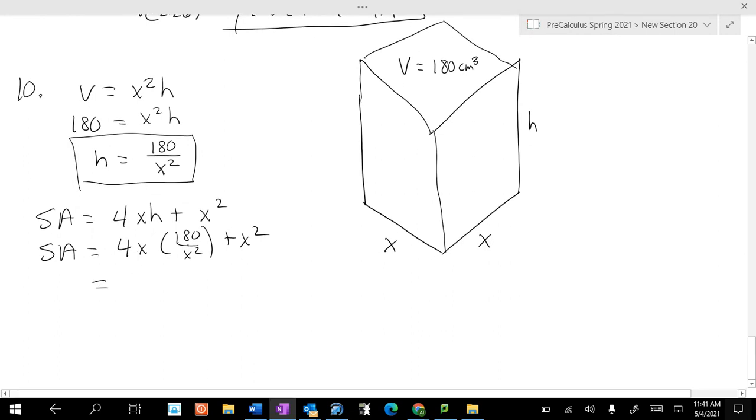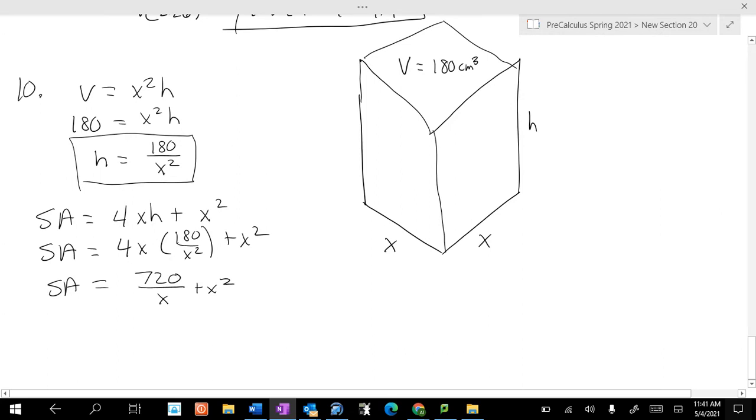4 times 180 is 720, right? Over x, plus x squared. Would there be an x still with the 180? One of these x's on the bottom cancels with the one on top. Okay? So that's our surface area.